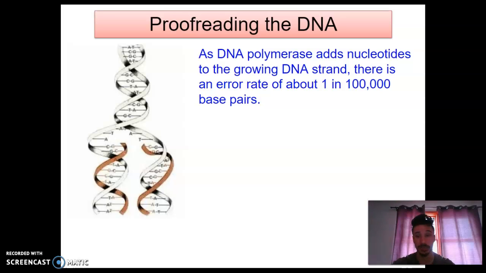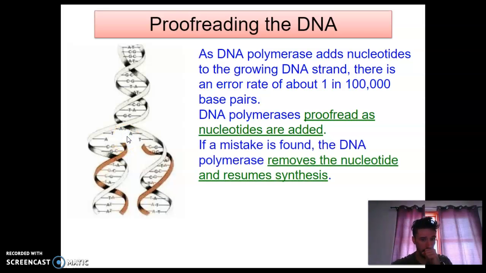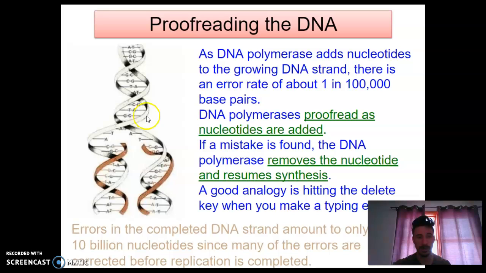It'll pair a G with an A, T with a C, things of that nature. But it can proofread as it adds these nucleotides and can actually go back and fix these errors. Now, if a mistake is found, the DNA polymerase will just remove that nucleotide and resume synthesis of the new strand, adding the correct one. A really good analogy is like thinking about hitting the delete button or the backspace button on your keyboard. However, it doesn't always catch the error or the mistake.